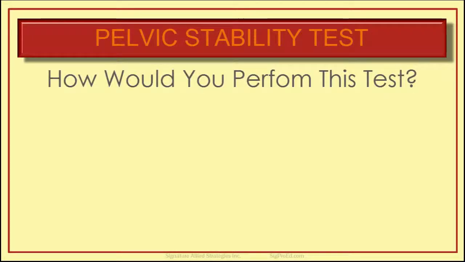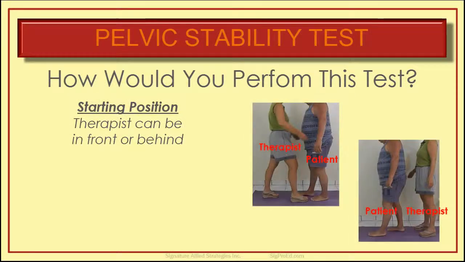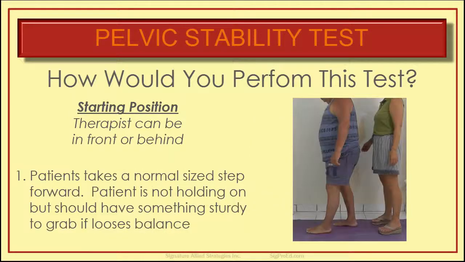How would you perform this test? The starting position is the therapist can either choose to stand behind the patient or in front of the patient. The patient is then instructed to take a normal size step forward. So monitor the step, make sure that it looks normal to you. If not, have the patient retry.